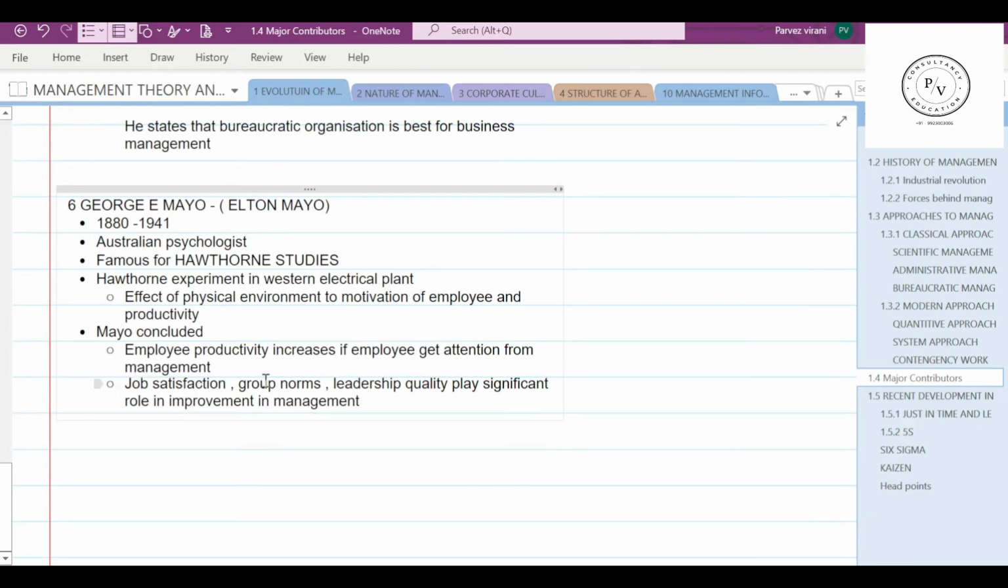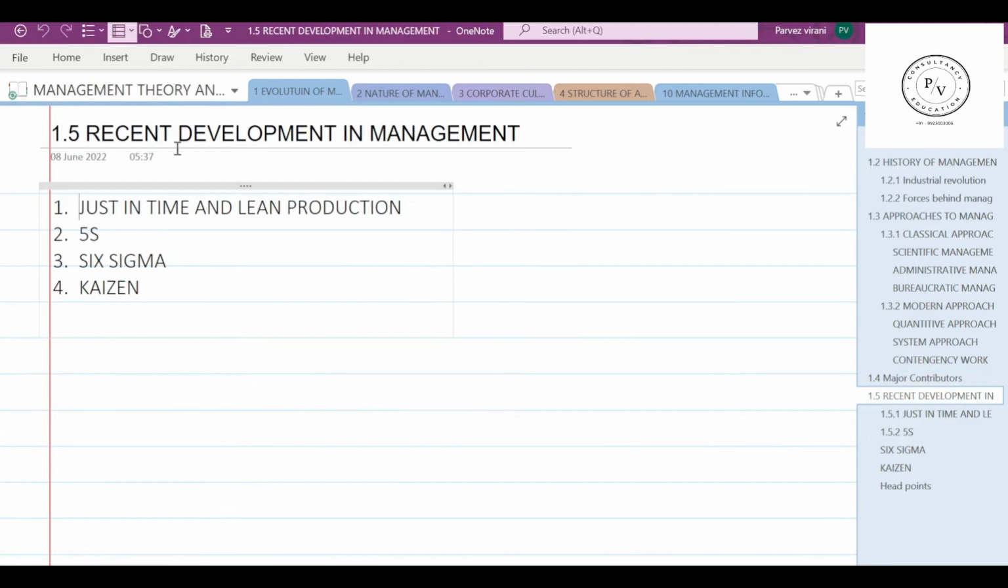Job satisfaction, group norms, and leadership qualities play a significant role in the improvement of management. The fifth part is recent developments in management, 1.5. So there are four major developments in management. First is just-in-time and lean production.